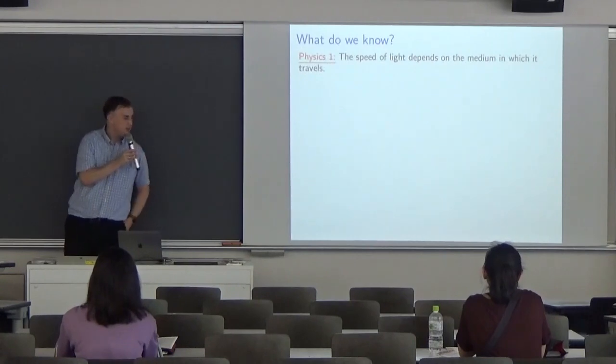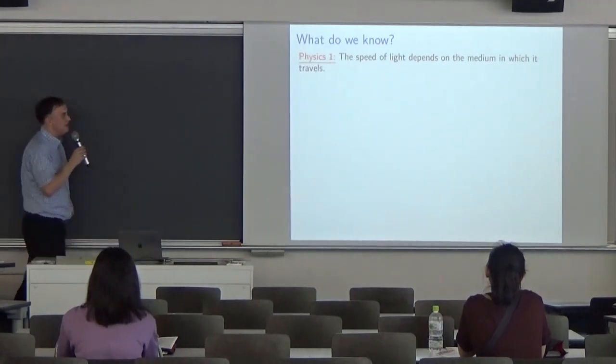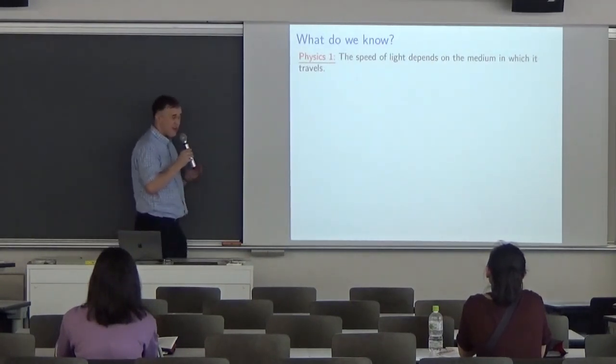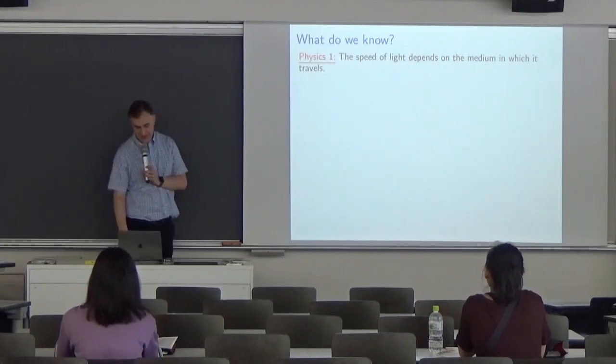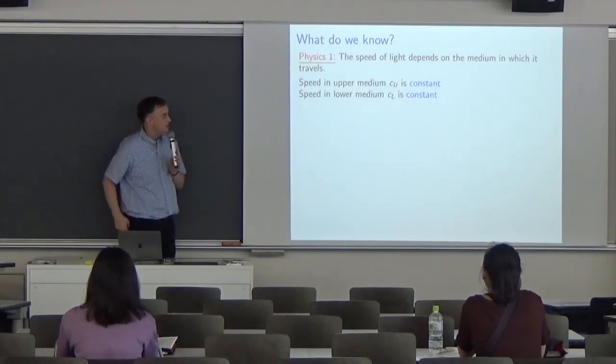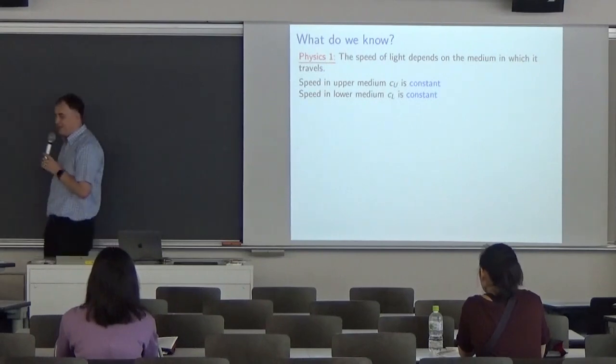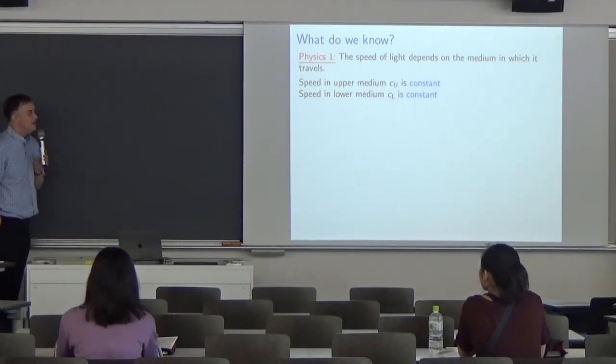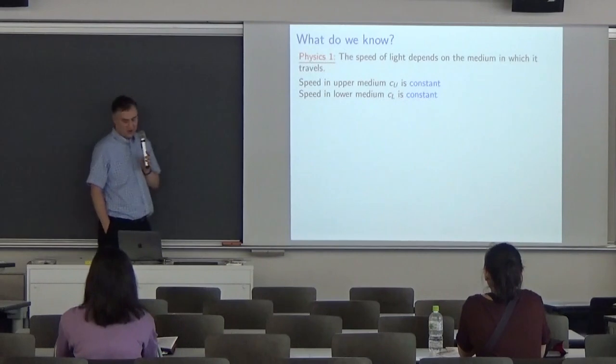Okay, so let's quickly summarize what we know. Speed of light depends on the medium in which it travels. We're assuming that both media are uniform. So the speed in the upper medium will be constant. We'll call it Cu. The speed in the lower medium, Cl, will also be a constant.